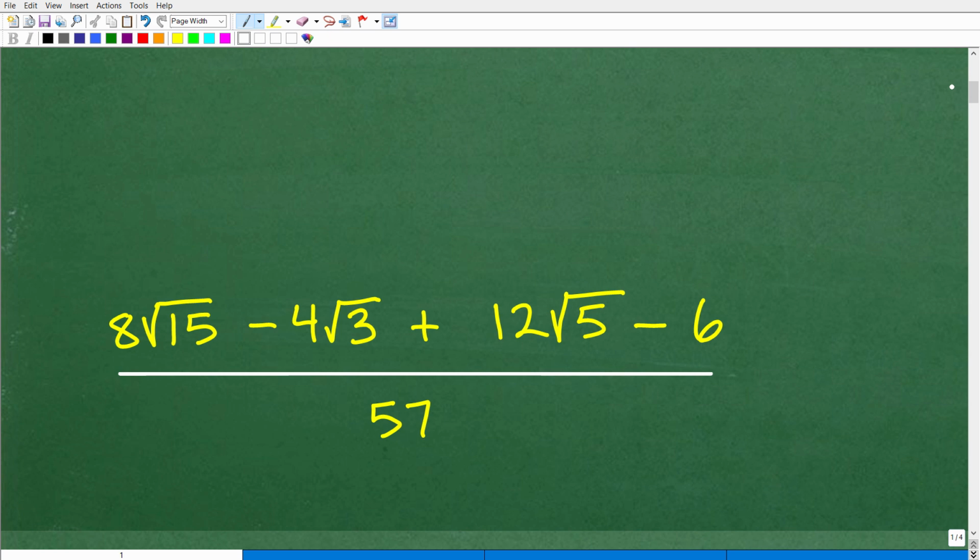All right, so this is the answer. Now, what you should end up with is a fraction. You should have 57 in your denominator, and then these are the terms that you need to have in your numerator.